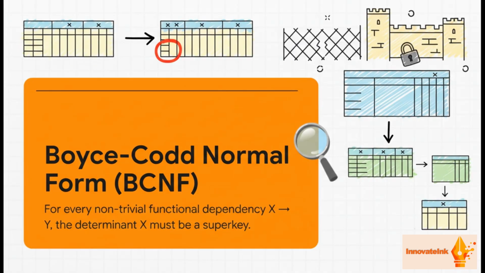And finally, we get to BCNF, or Boyce-Codd Normal Form. It's basically a stricter, more pure version of 3NF. The rule is super elegant and powerful. For any meaningful dependency in your table, the thing on the left side of the arrow must be a superkey. That's it. It essentially says there are no side doors or back channels. Every single dependency has to originate from a key. This closes some really subtle loopholes that 3NF might occasionally miss.